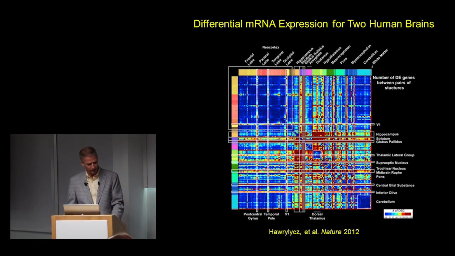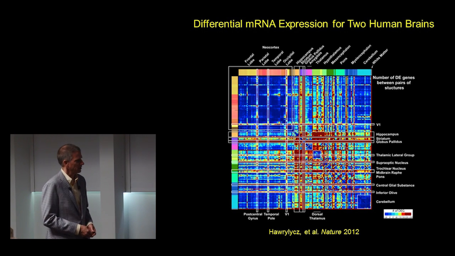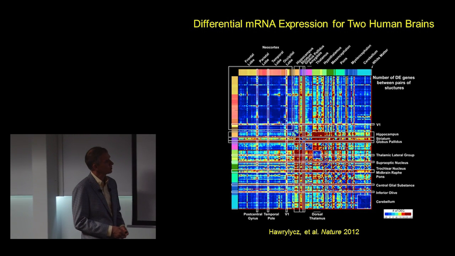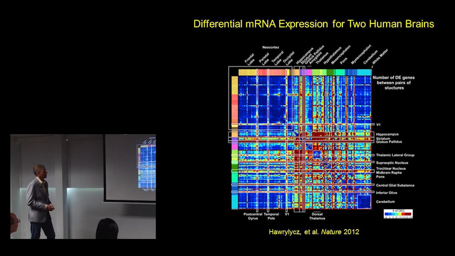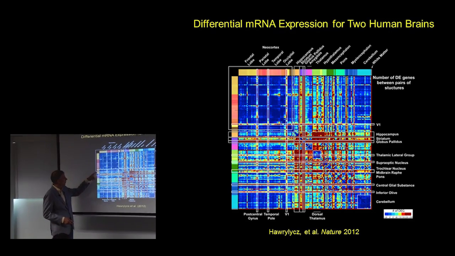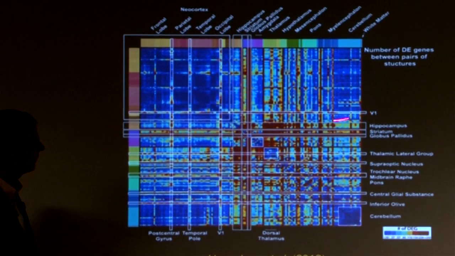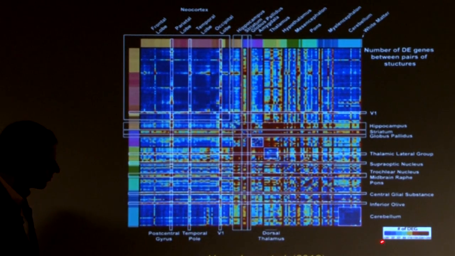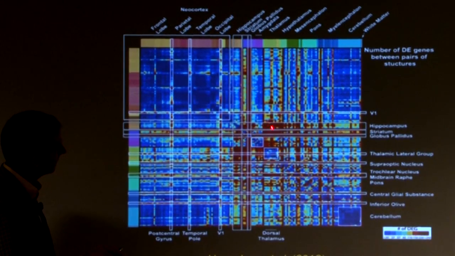Then we can fast forward roughly 100 years to the work of this American scientist, Michael Hawrylycz, and 40 of his colleagues. What I wanted to show you is this map, a matrix representation of differential mRNA expression for two human brains. They've now subsequently done it for two more. Each entry here, if you take one particular entry, tells you the number of differentially expressed genes between V1 and, let's see here, the temporal pole. What is this number here, 50? Blue means a very small number, and brown and red means a very high number.